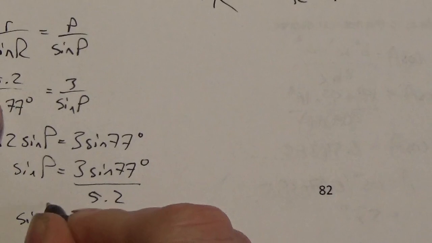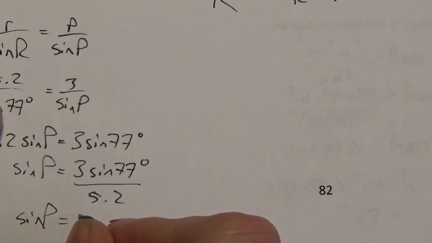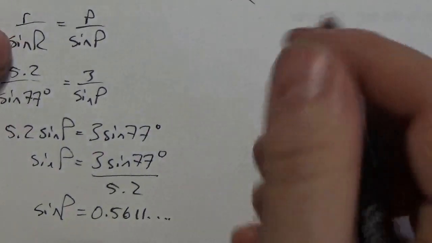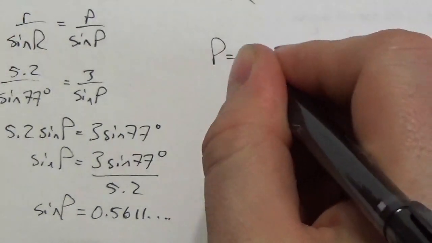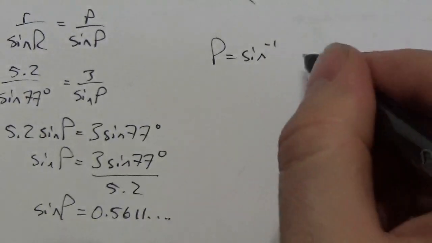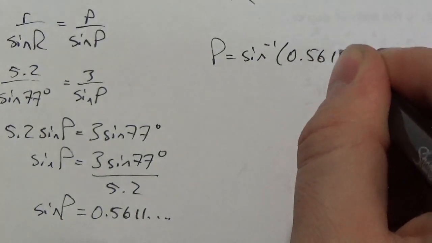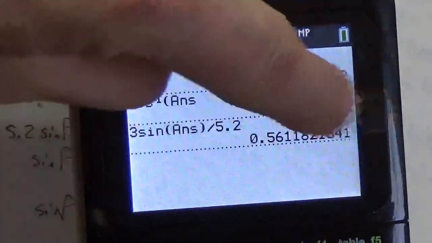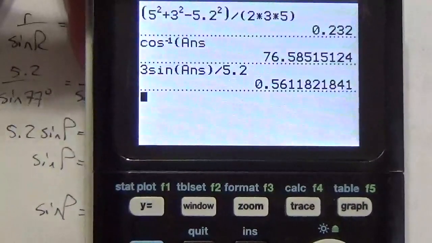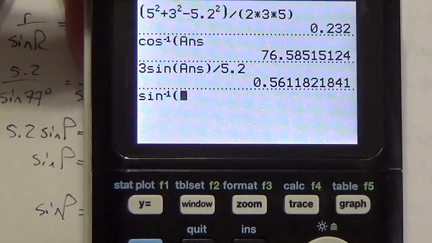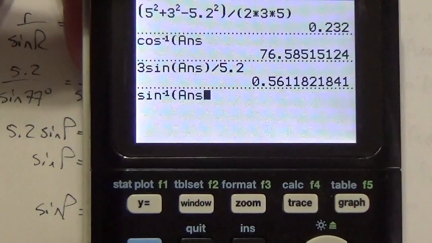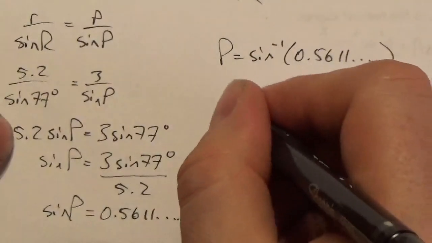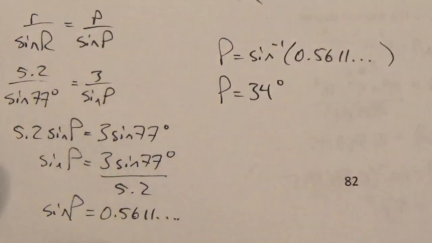So the sine of P is roughly equal to 0.5611, and it goes on and on. I want to know what P is, so P is going to be the inverse sine of 0.5611. And I'm doing that because I'm going to use all of that. I'm going to do that right here. Second sine, second answer, and I get 34 degrees. So P is equal to 34 degrees.